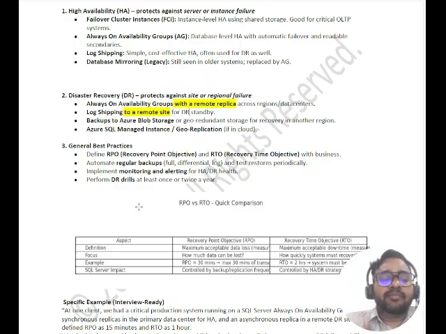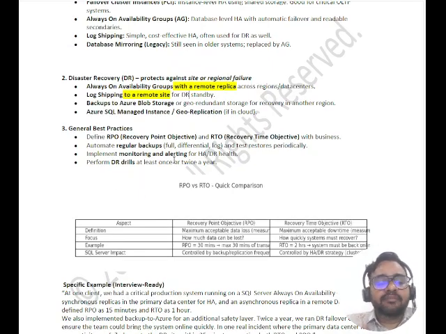There are some general practices we need to keep in mind. We always need to define RPO and RTO. I will explain RPO and RTO. RPO is recovery point objective and RTO is recovery time objective. We need to discuss and finalize these with the business: what is the RPO and what is the RTO?